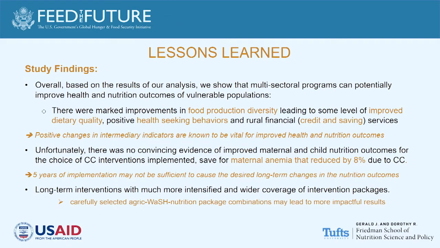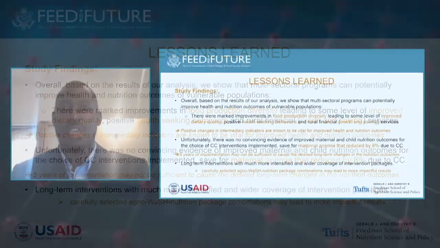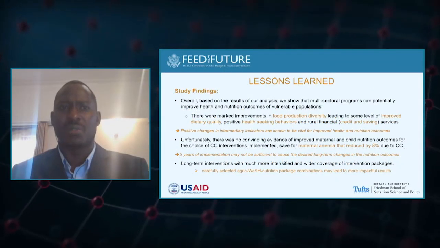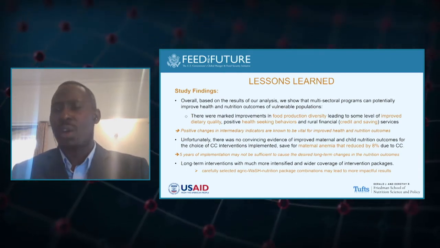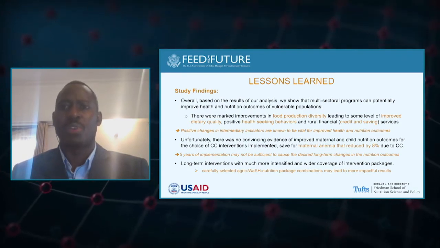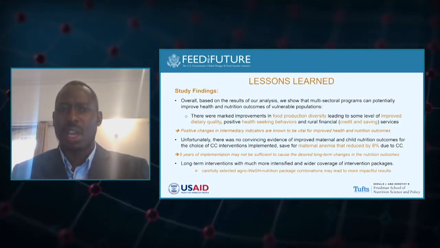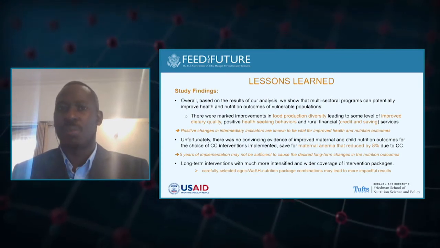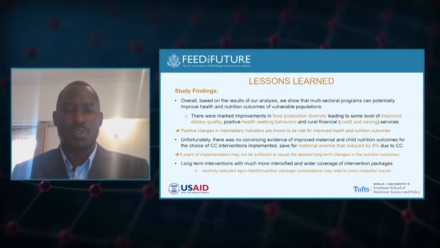I would not want to get so much into it because of time. I would never discuss all the results here, but my interest in this presentation is to explain some of the lessons that were learned doing the work, but also, of course, the study findings. So I'll start with the study findings. First and foremost, based on our analysis, these multisectoral programs, just like the Uganda Community Connector program, can potentially improve the health and nutrition outcomes overall for those vulnerable populations.